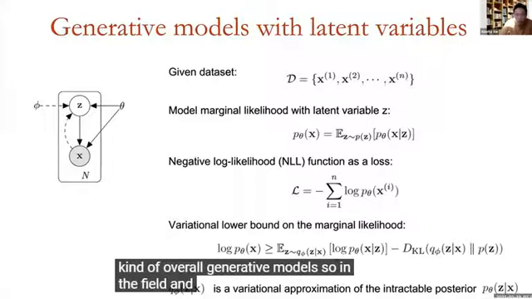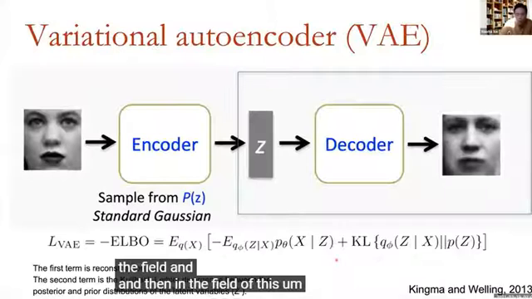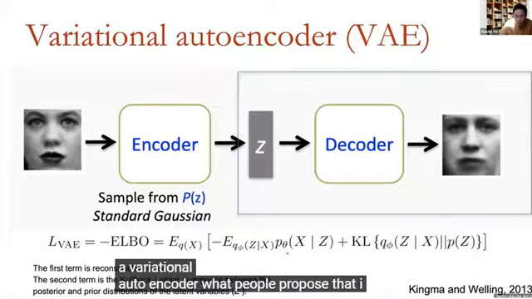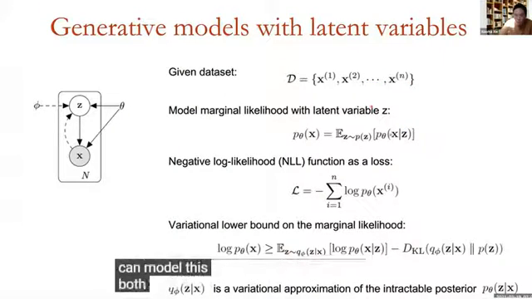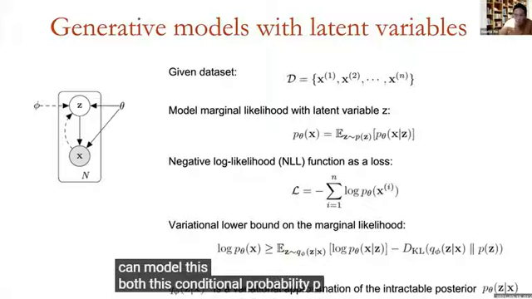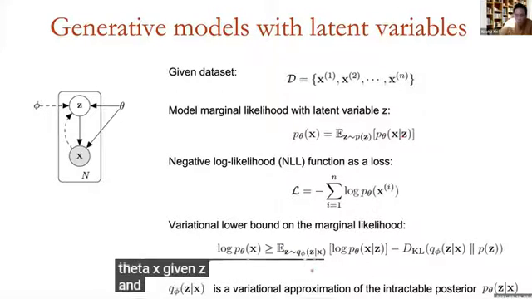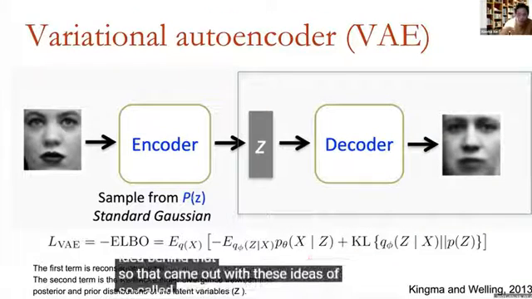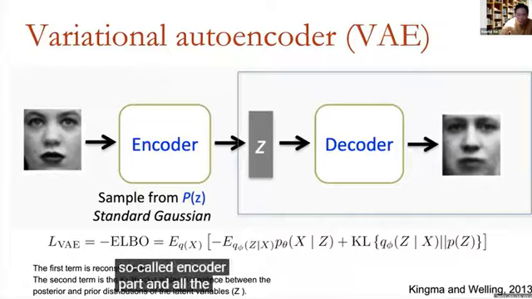In the field of the variational autoencoder, what people propose is that I can model both this conditional probability p theta x given z and also the auxiliary distribution through neural nets. That's the main idea behind it. So that came out with the ideas of the so-called encoder part and also decoder part.